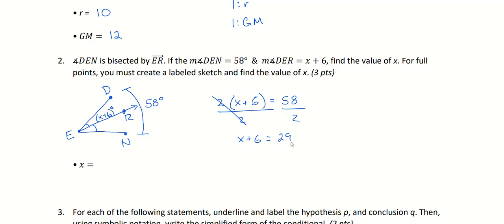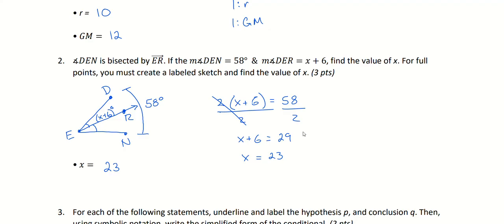29. We're almost there. One step left. I'm going to subtract 6 from each side, and I get x equals 23. Done.